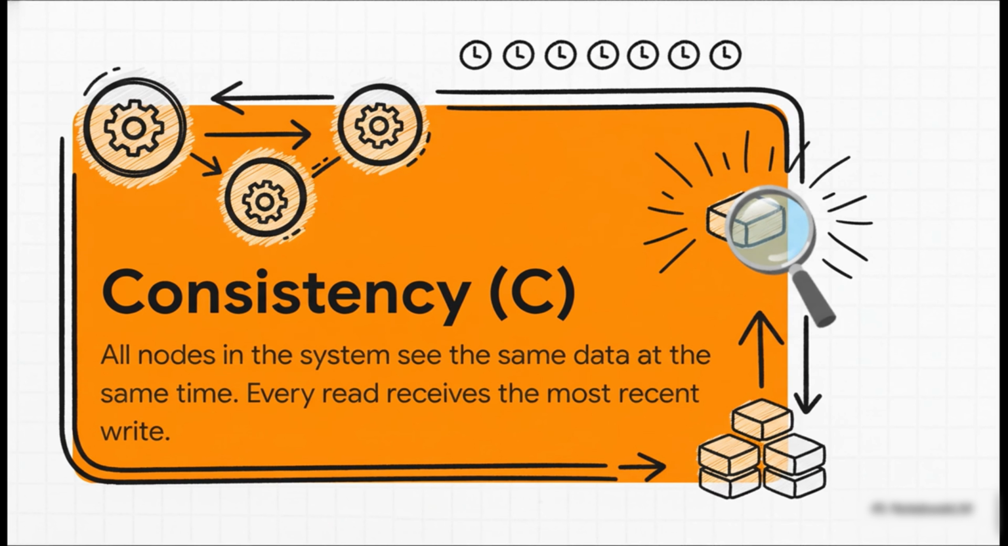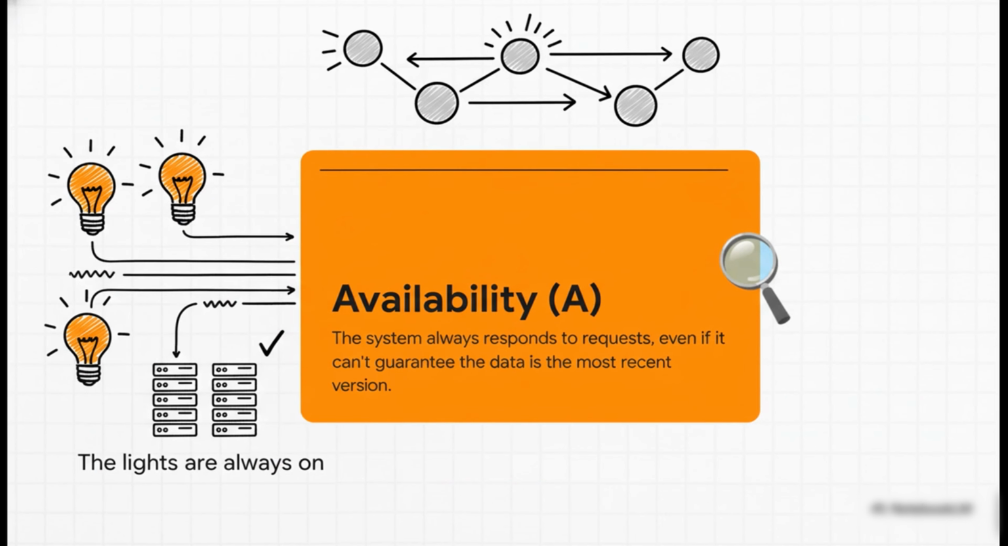This one's pretty straightforward. It just means that everybody, everywhere in the system sees the exact same, most up-to-date data at the exact same time. You post a picture, your friend on the other side of the world sees it instantly. That's consistency. Next, we have A for availability.